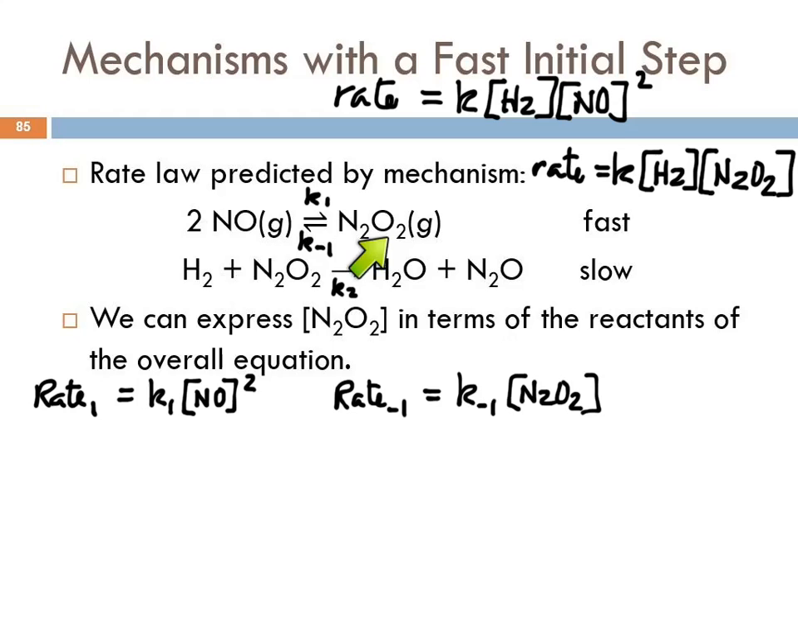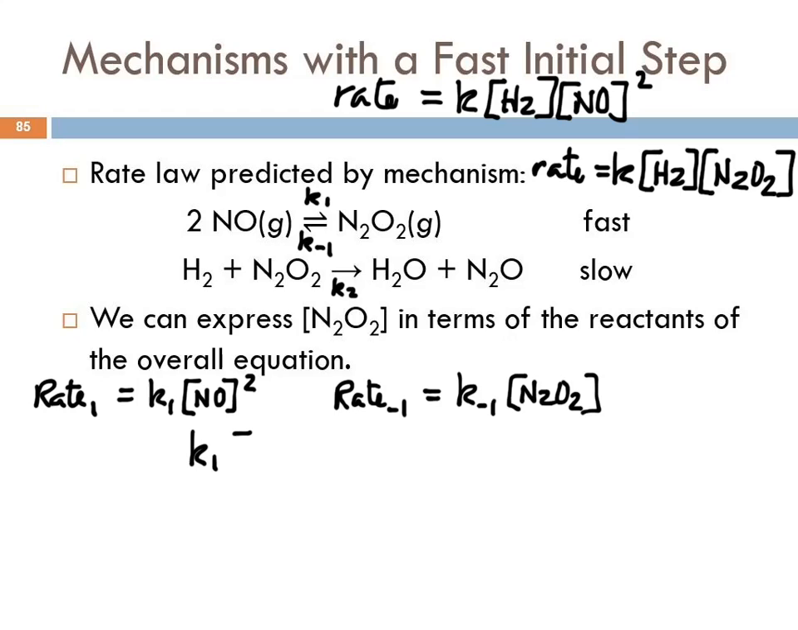The reverse reaction is going backwards. So here's the reactant. There's only one of them, so it's N2O2. And the reverse reaction rate constant is K minus 1. So the reverse rate I'm calling rate minus 1, and the forward rate I'm calling rate 1. At equilibrium, these are equal, right? The forward rate is equal to the reverse rate.